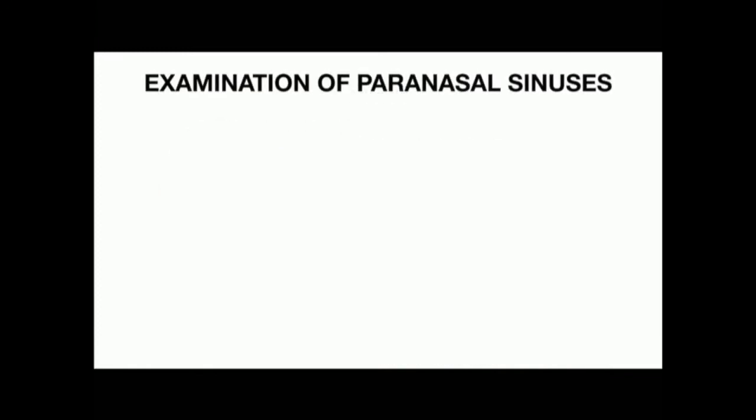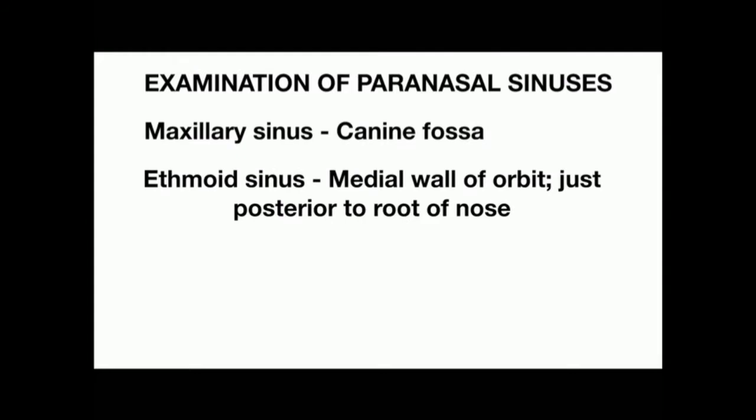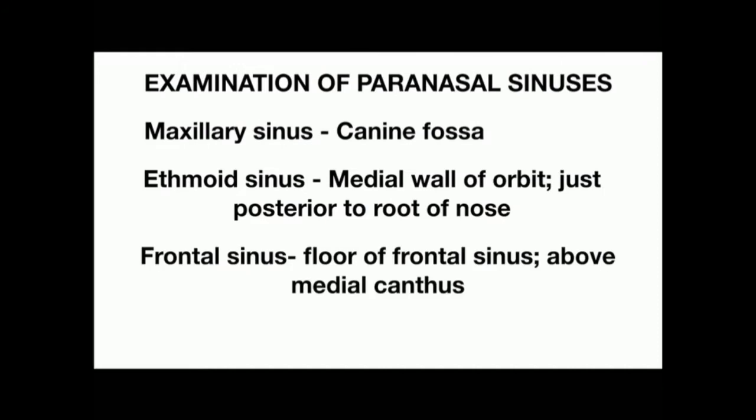Next, we examine the paranasal sinuses. They are deeply palpated one at a time to elicit tenderness, which indicates sinusitis of the respective paranasal sinus. Maxillary sinus is palpated over the canine fossa. Ethmoid sinus tenderness is elicited over the medial wall of the orbit, just posterior to the root of the nose. Frontal sinus tenderness is elicited over the floor of the frontal sinus above the medial canthus.